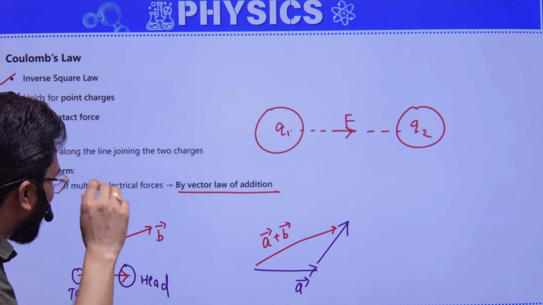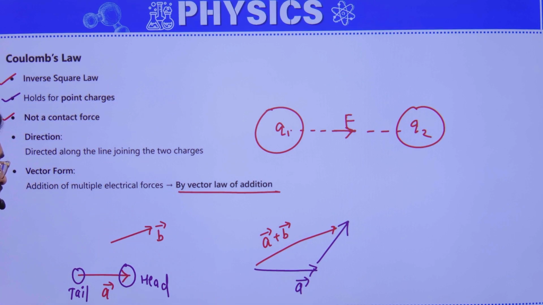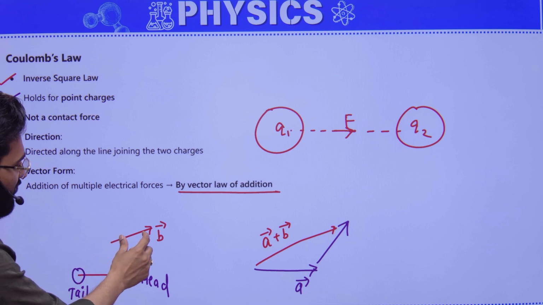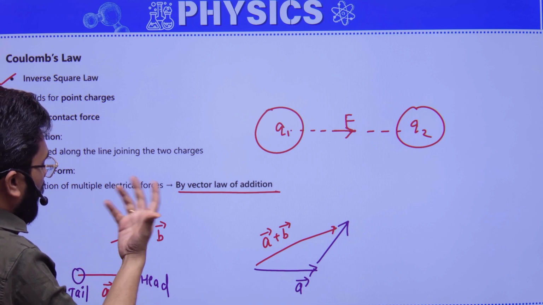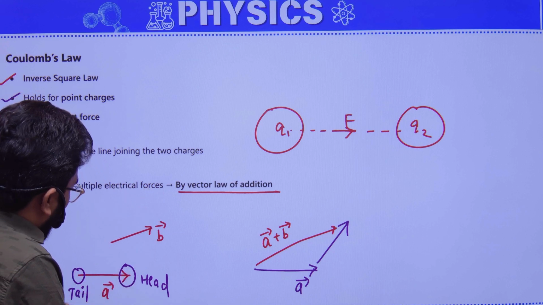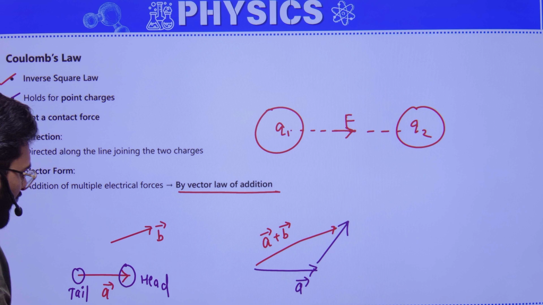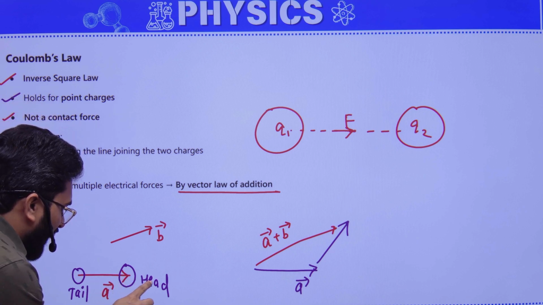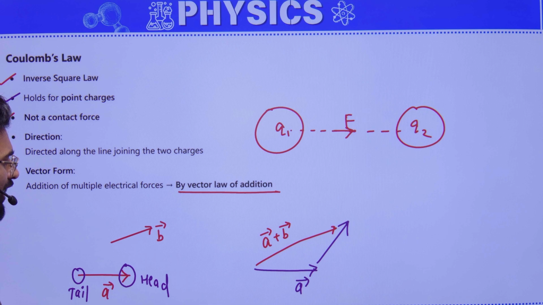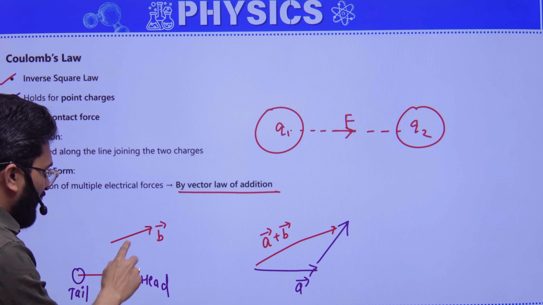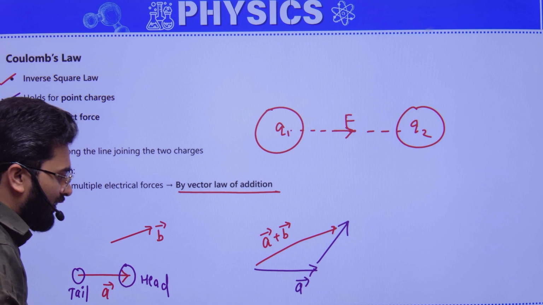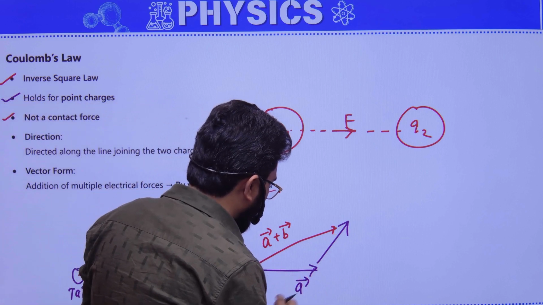Okay, come here. So this is the vector law of addition. In any vector, this is the format, this is how to indicate a vector. This is the head and this is the tail, and we have two vectors, vector A and vector B, and we have to sum up the two vectors, vector A and vector B. This is vector B.